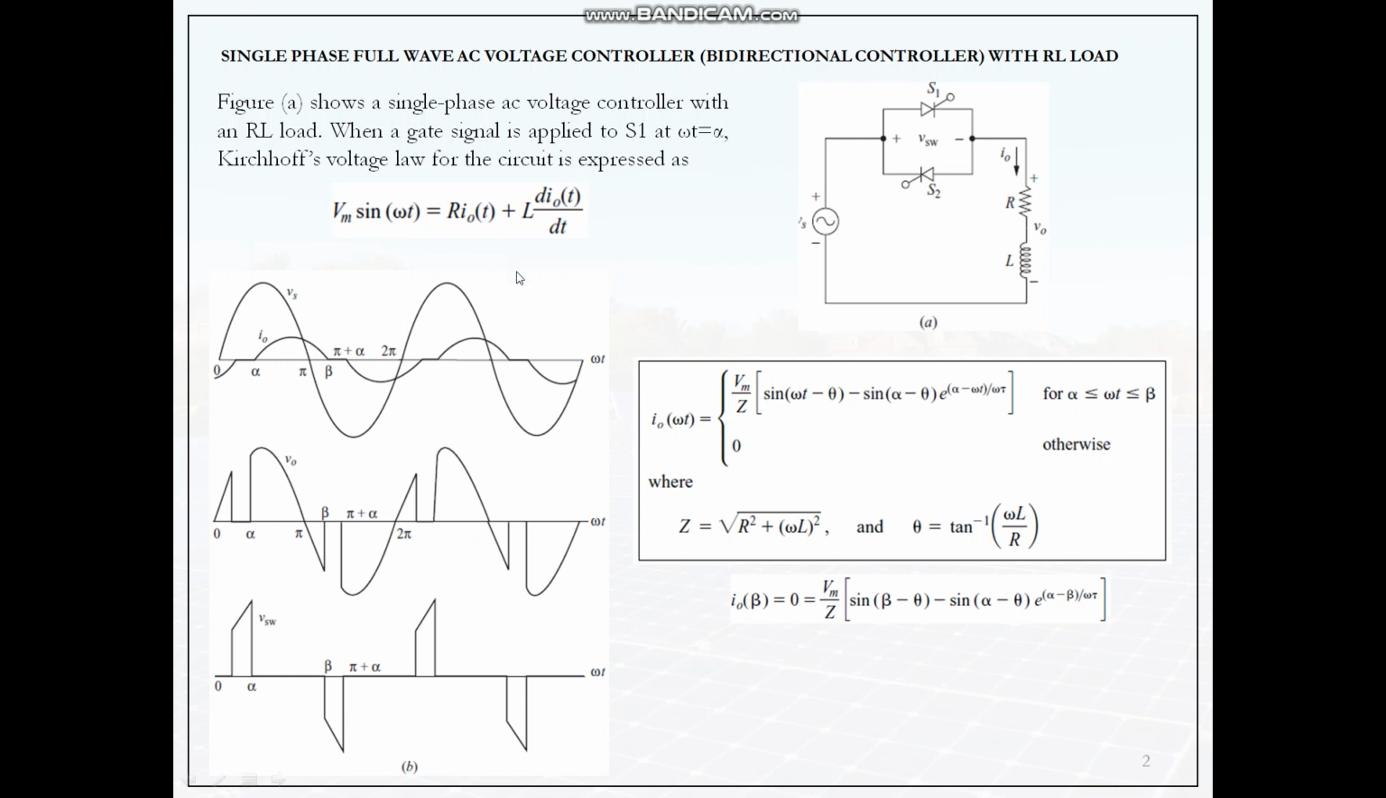Now this is the first order differential equation. If you solve it by Laplace transform, or by the differential equation method, you will have one forced response and one natural response. If you substitute those values, you will get the expression for the output current to be Vm upon Z times sin(omega t minus theta) minus sin(alpha minus theta) e to the power of minus (omega t minus alpha) upon omega tau, and this value of the current is from alpha to beta.